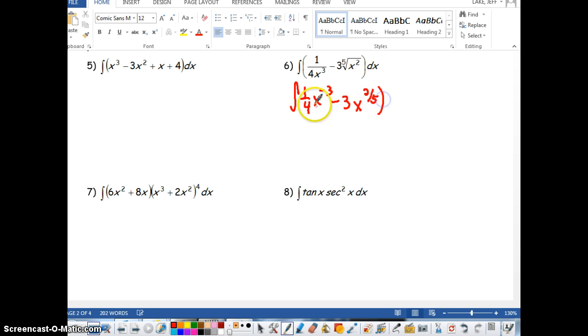You rewrite that radical. Remember, this whole thing is in parentheses. You have your dx there. Remember that dx is like your permission slip to integrate with respect to x. And now you actually go through and integrate.